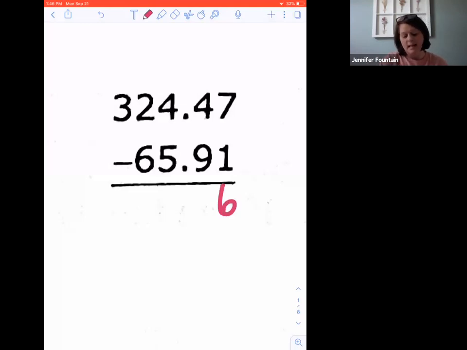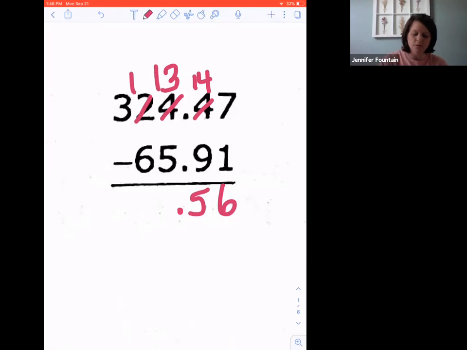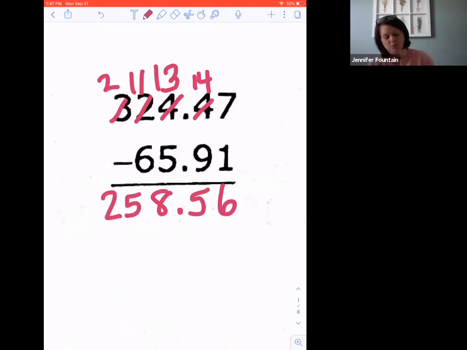I can't take 9 from 4, so I have to borrow from the 4 next to it. It becomes a 3. This 4 becomes a 14. 14 minus 9 is going to be 5. Put my decimal in. I can't take 5 from 3, so I have to borrow from my 2. It becomes a 1, and my 3 becomes a 13. 13 minus 5 is 8. I can't take 6 from 1, so 3 becomes a 2, and my 1 becomes an 11. 11 minus 6 is 5, and 2 minus nothing is 2. So 258 and 56 hundredths. Any questions or problems?